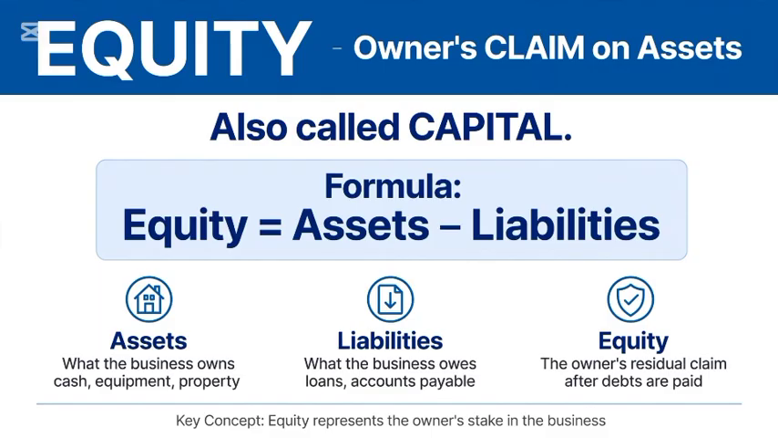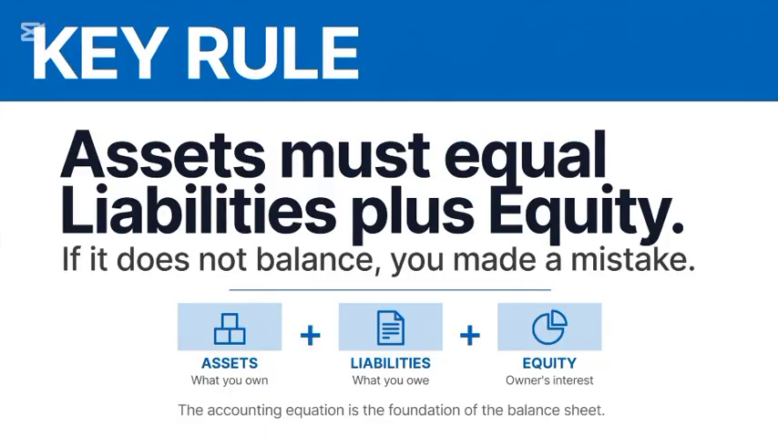Assets. What does it mean? Assets are what the business owns. These are resources that bring future benefit to the company. Examples: cash in hand, money in bank, stock of goods, furniture, buildings, and vehicles. Without assets, a business cannot operate.